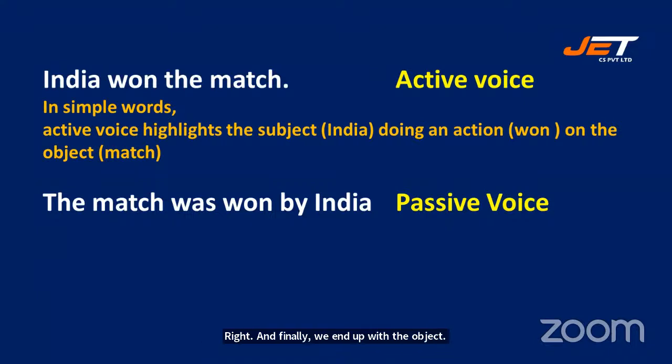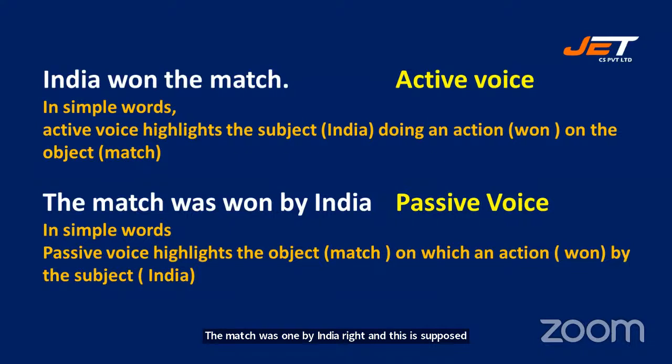Right. Now, see this. The match was won by India, right? And this is supposed to be the passive voice. So, passive voice highlights the object. What is the object here? Match, on which an action. That is, the action word here is won or winning by the subject. That is, the subject here is India.